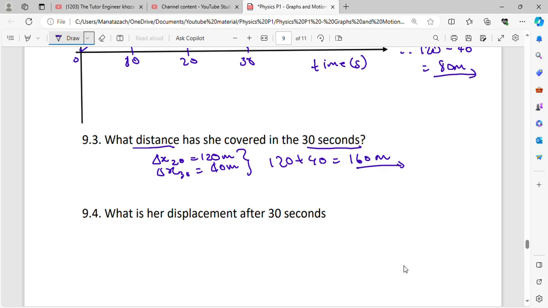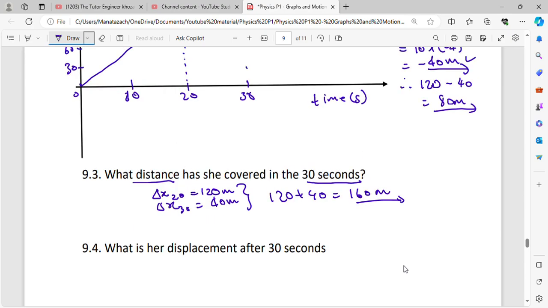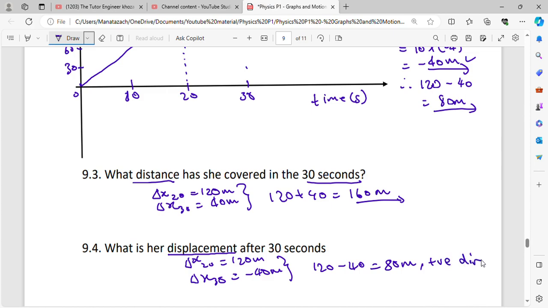And then 9.4, what is her displacement after 30 seconds? So we've already established the displacement after 30 seconds. Now the displacement is a vector quantity, which means you need to take the minus sign into account. So you'll write minus 40, and then you put both of these together, you'll get 80 meters. Remember, you need to write the direction. You can say in the positive direction if you're not given a direction, to indicate that this is a vector quantity.